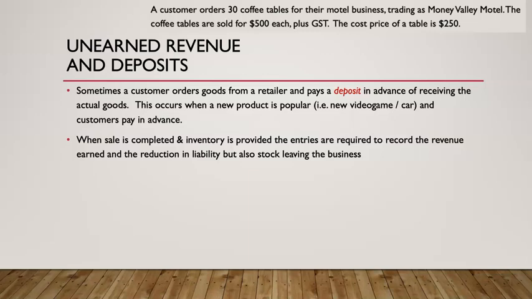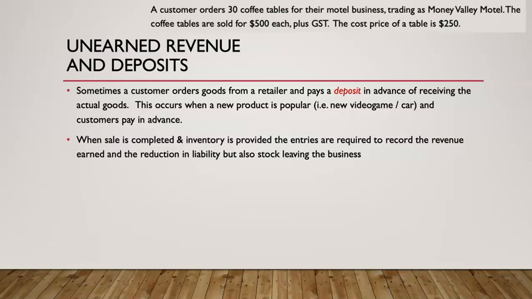So if we look at the example in the top right, this is the example that we're going to look at for the entire video. A customer has ordered 30 coffee tables for their motel business, and their motel business is Money Valley Motel. The coffee tables are sold for $500 each plus GST, and the cost price of a table is $250. So this is what we're going to look at for the entirety of today.